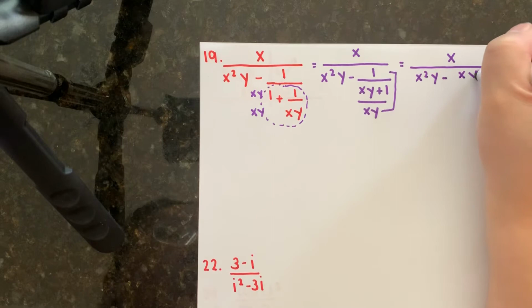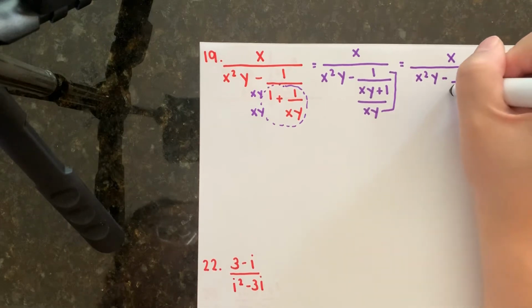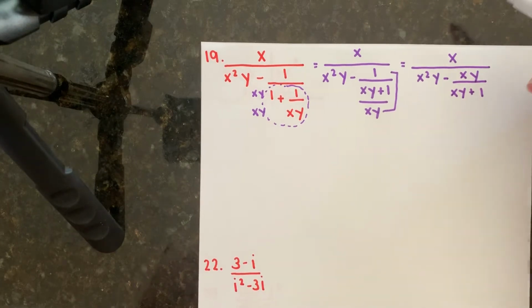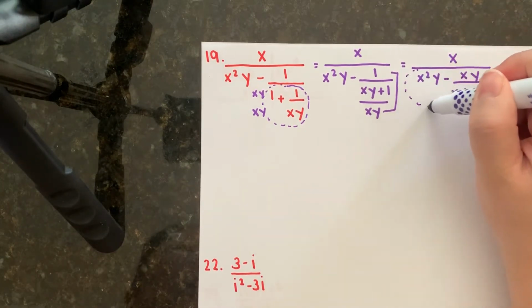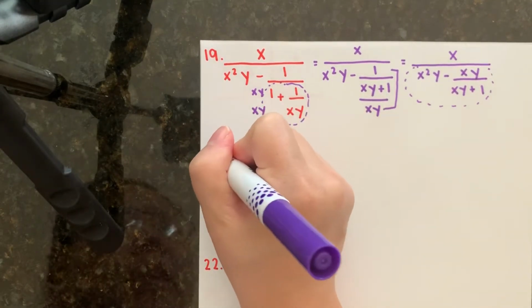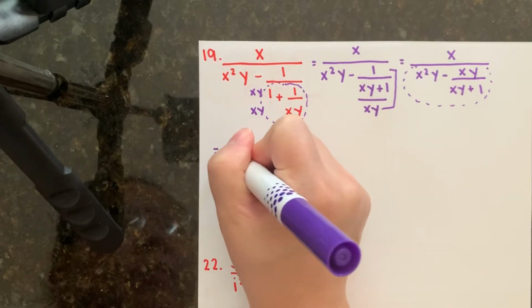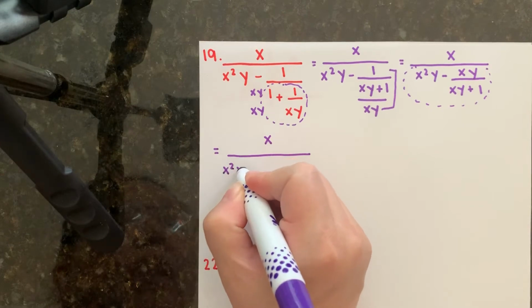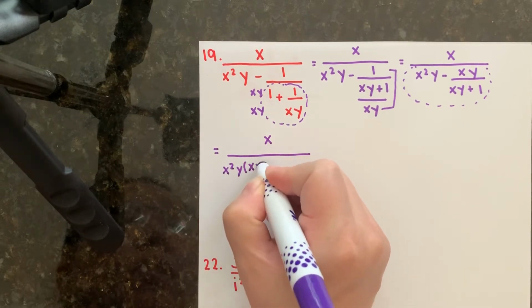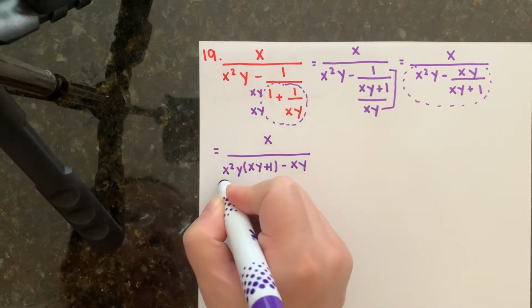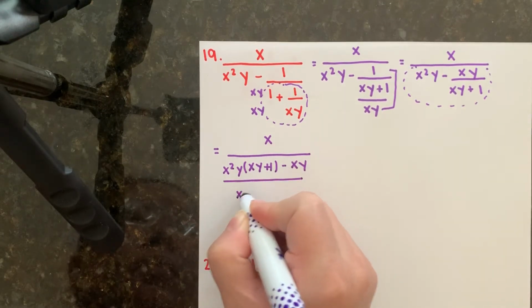So that would turn into just xy over xy plus 1. Now I want to make a common denominator between these two fractions. And that common denominator would be xy plus 1. So the top is going to stay the same with just x. In my denominator, I would have x squared y times xy plus 1 minus xy all over xy plus 1.